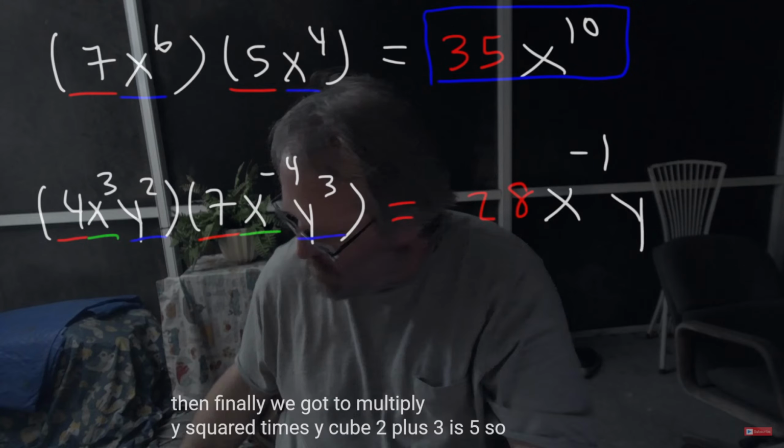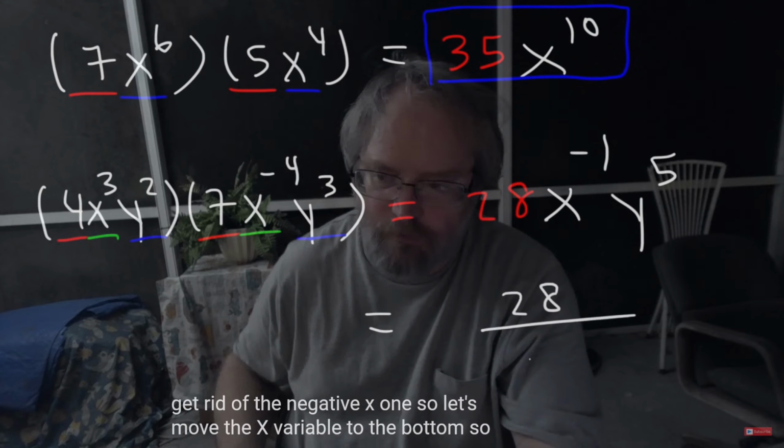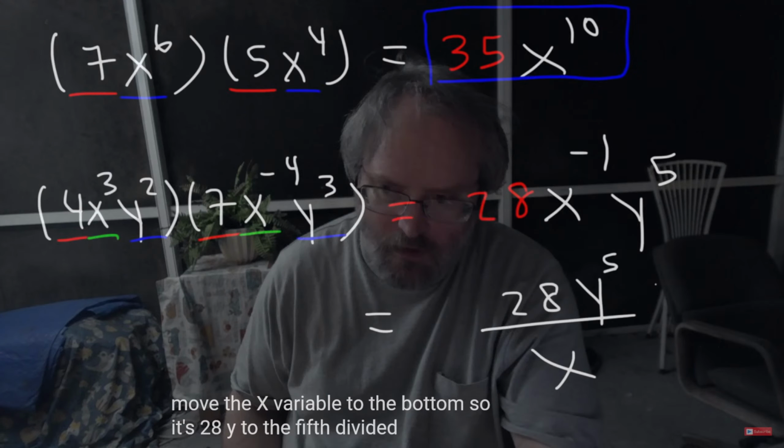Now we need to get rid of the negative exponent. So let's move the x variable to the bottom. So it's 28y to the 5th divided by x. And so that's the answer.